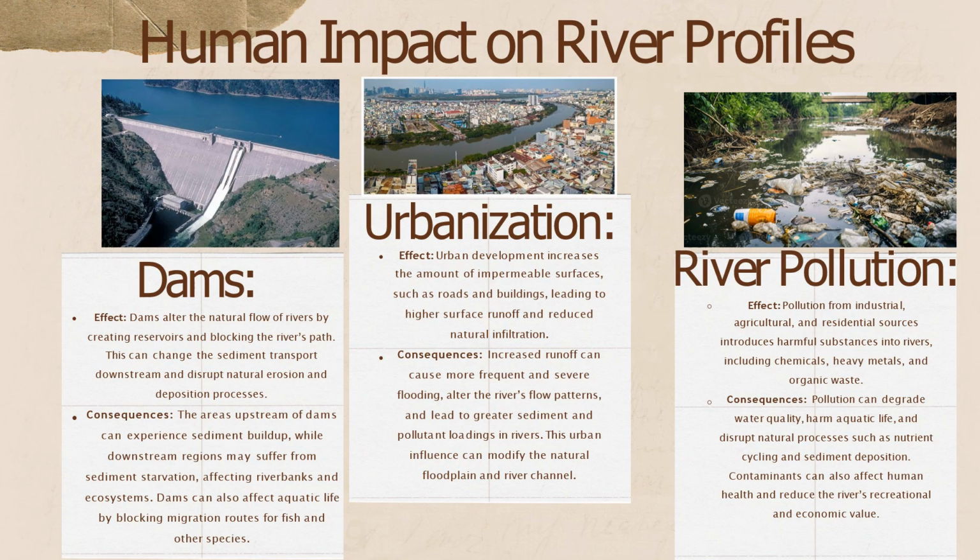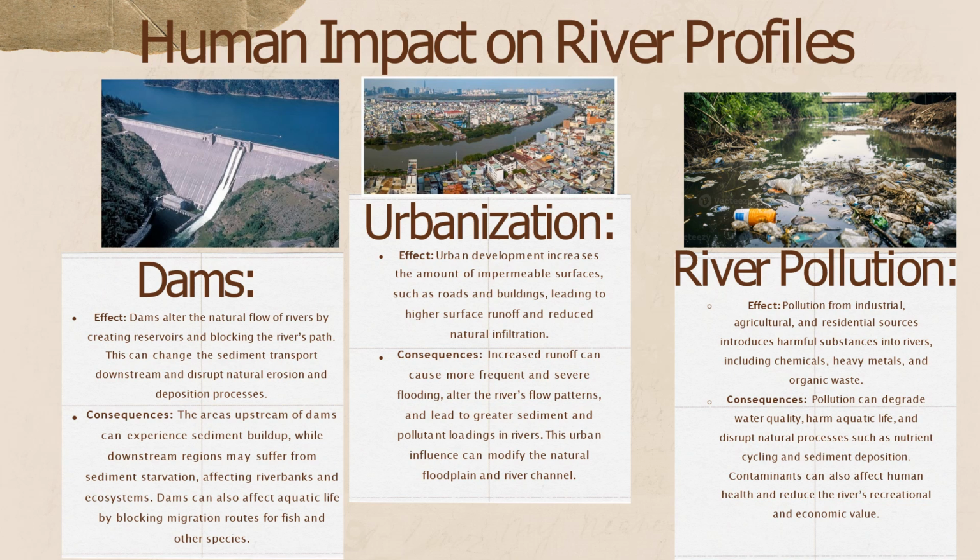Now, coming to human activities, we'll explain how human activities impact river profile in several ways. So, coming to dams. The construction of dams interrupts the natural flow of rivers. Basically, it will lead to changes in sediment transportation and deposition, while dams provide water storage and hydroelectric power. They can also alter the river ecosystems and block fish migration.